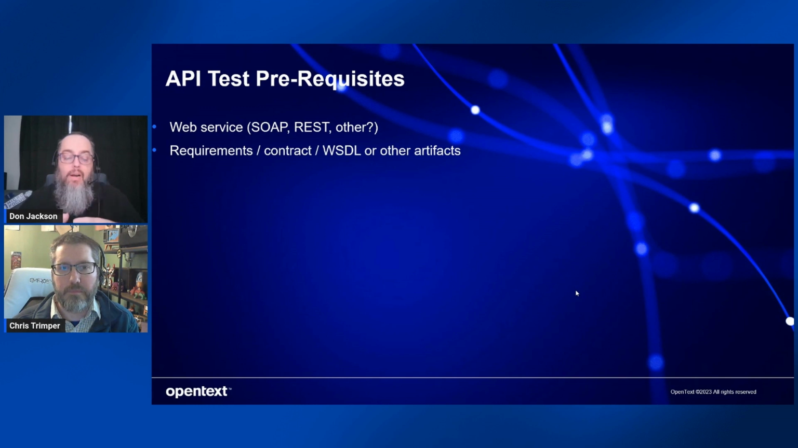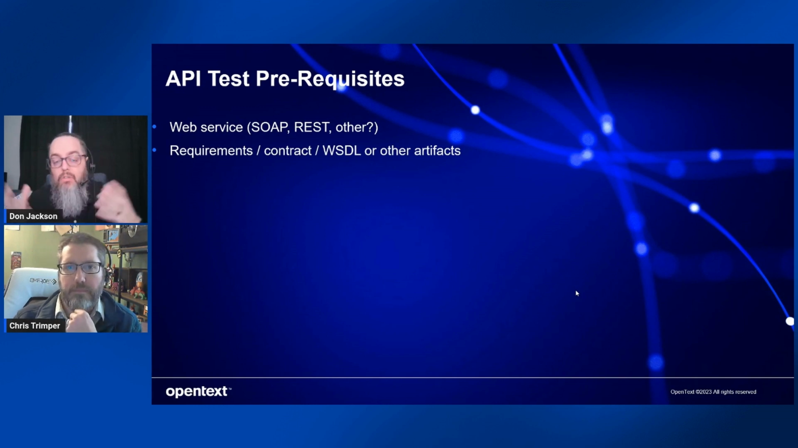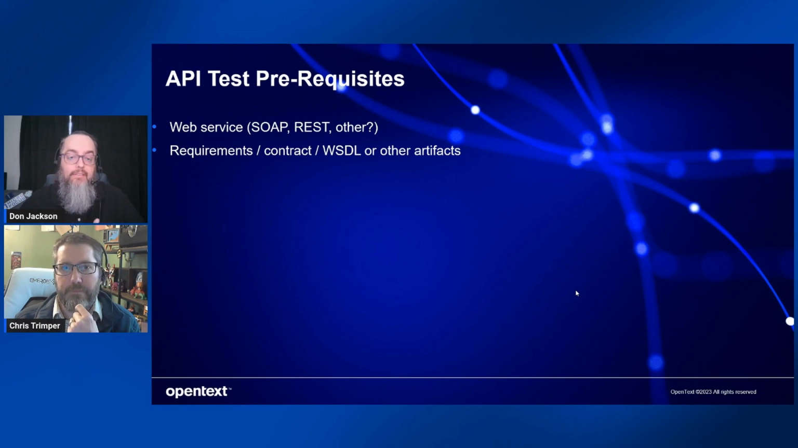You need to have the requirements or the contract or the WSDL or WADL or whatever other artifacts that define that service for you so that you can work against it. It'll greatly speed up your API test design if you've got that information. While you can interrogate the service itself to figure out that information, having that definition layer will definitely speed up the time that it takes you to define your test.